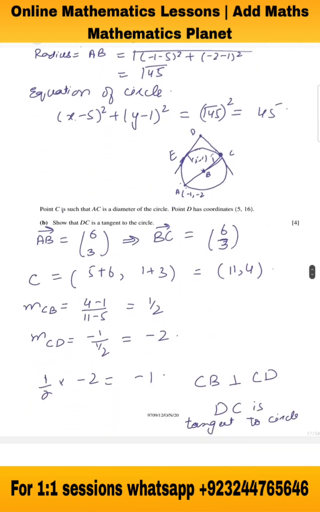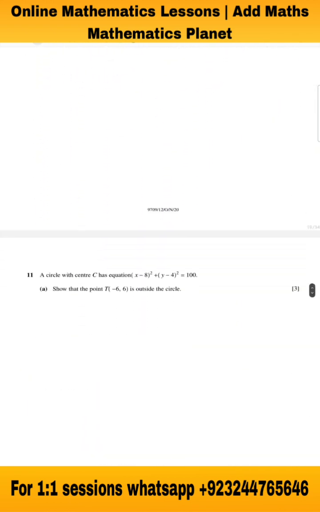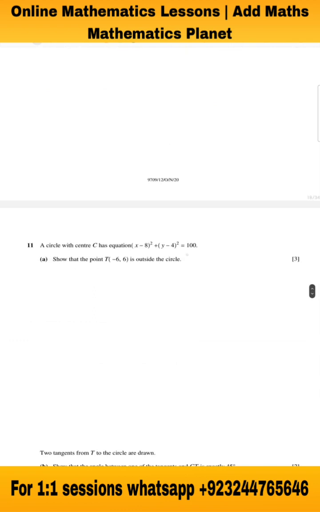If the point lies on the circle, r squared should be 100. If the point lies inside the circle, r squared would be less than 100. If the point lies outside the circle, r squared would be greater than 100. So let's put T in the left-hand side of the equation.